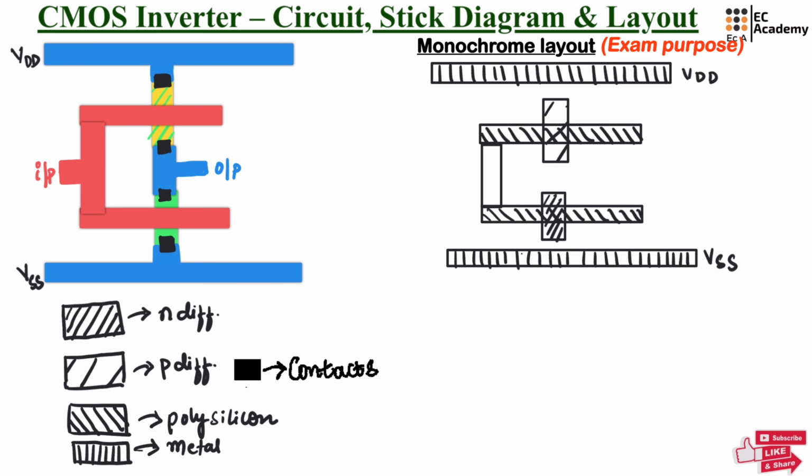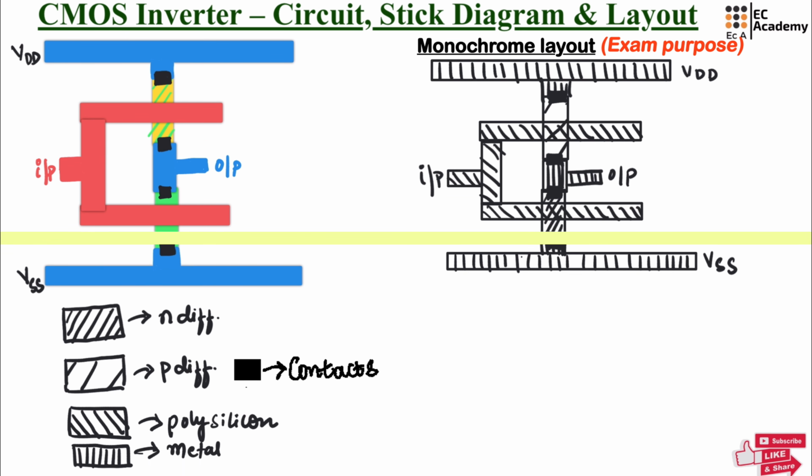Now we can extend this polysilicon region to connect the input. We can connect P diffusion and N diffusion layer by extending the metal and connecting the contacts. And we can connect both the drain regions using the metal, and the same metal can be extended to get the output. And we can use contact to connect these two drain terminals. So this is the layout for CMOS inverter.